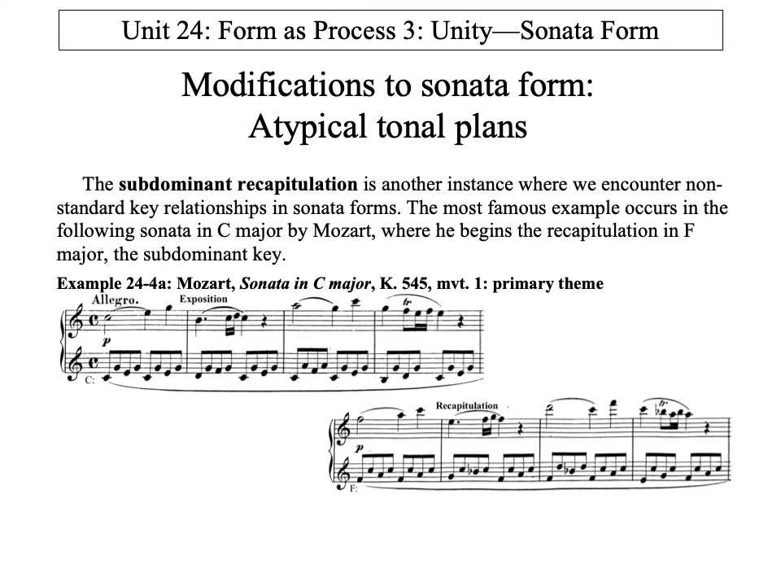The second system shows the beginning of the recapitulation, which Mozart is beginning in the key of F major. And the first three notes of the theme are an F major triad, and there are B flats in it. And Mozart's beginning his recapitulation not in the tonic key of C, but in the subdominant key of F. And this is what can be termed a subdominant recapitulation. And there's a reason why it makes sense.